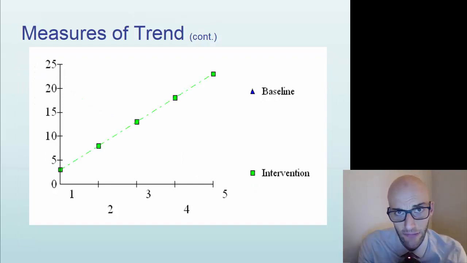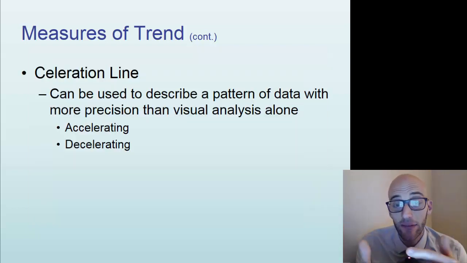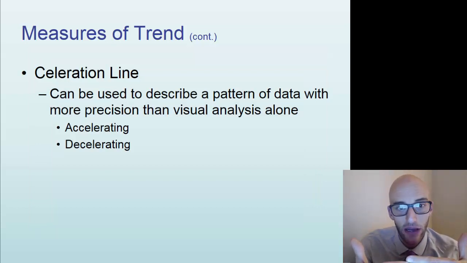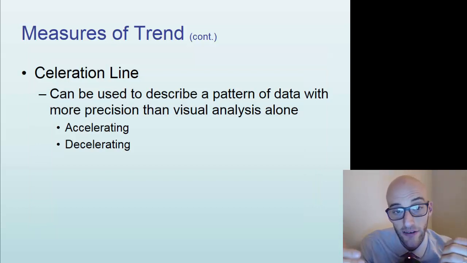If we were to think of this as something we wanted to increase, maybe minutes spent studying per day, we would also see a positive increasing trend here, which we would expect to continue if the intervention were to stay in place. Acceleration lines can really be used to describe patterns in data with more precision than visual analysis alone, because they tell us whether or not the trends are moving at an accelerated rate or potentially a decelerated rate.